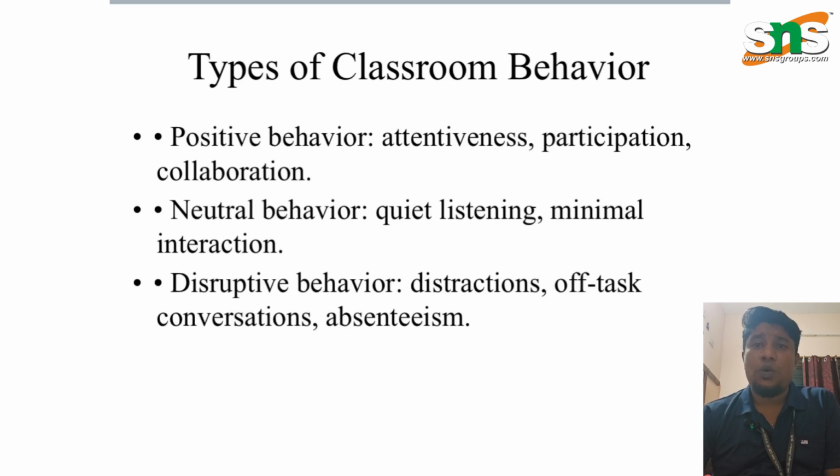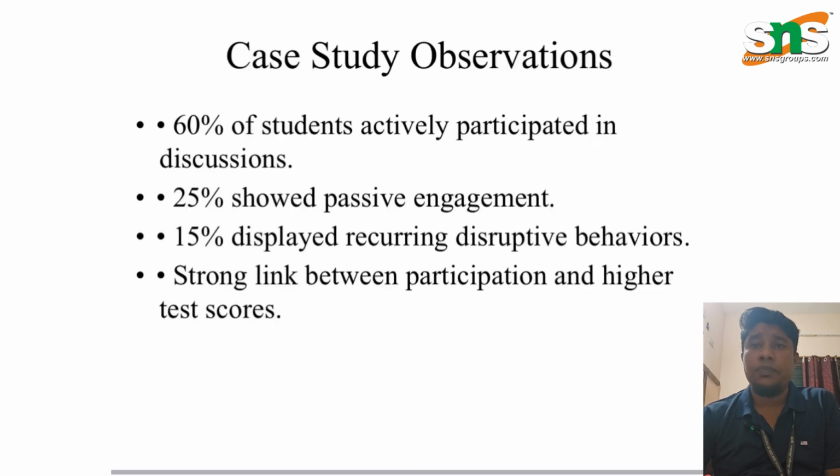Neutral students were physically present but minimally interactive. They listened quietly, avoided participation, and rarely collaborated unless required. They were neither disruptive nor encouraging. Disruptive behavior includes students who frequently talked during class, used phones secretly, arrived late, or distracted others. Although this group was smaller in number, their impact on teaching and learning was significantly higher.